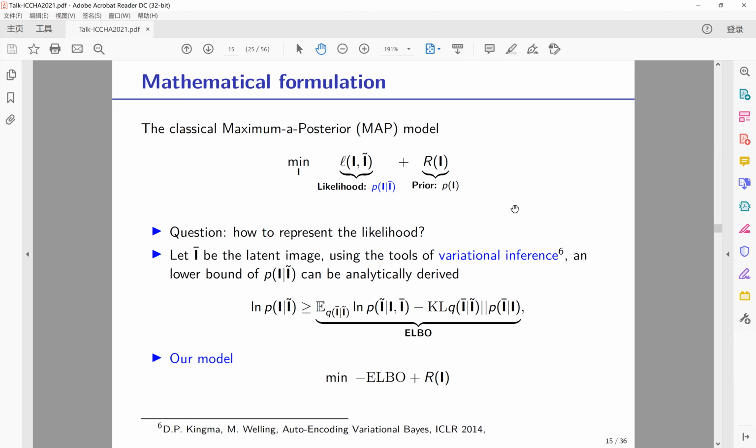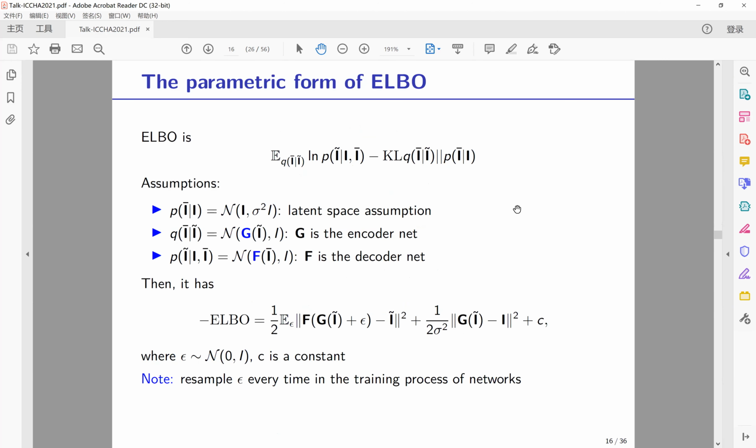Under the standard settings in the variational autoencoder, we find that this ELBO has a closed form. The first term is the data fidelity. The second term is a regularization. And we can apply some standard neural networks such that this G is the encoder and this F is the decoder.